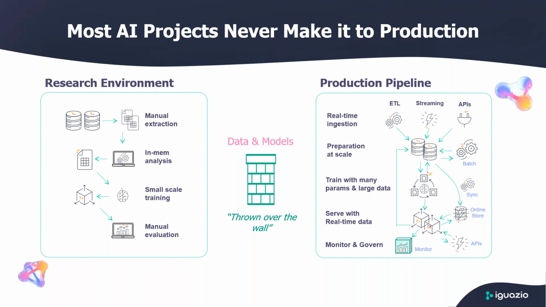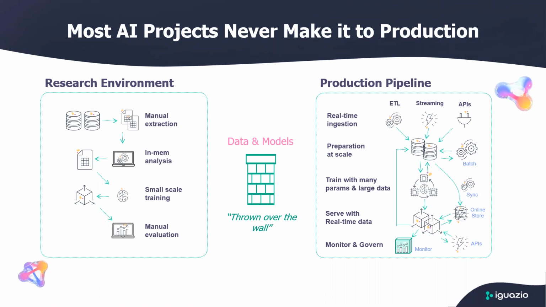You take some data, it may be CSV files or some extractions from a database or historical data. You run some analysis using Jupyter, building aggregations and looking at the data, running some training at small scale, and then doing manual evaluation and so on. This is how you're building the model. As you go into production, the world looks a bit different.